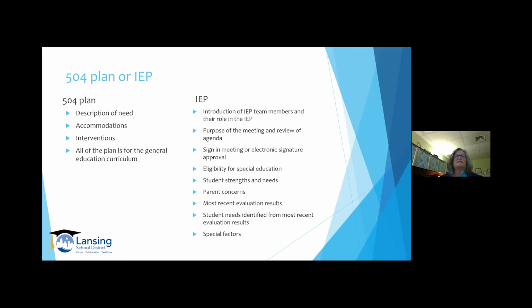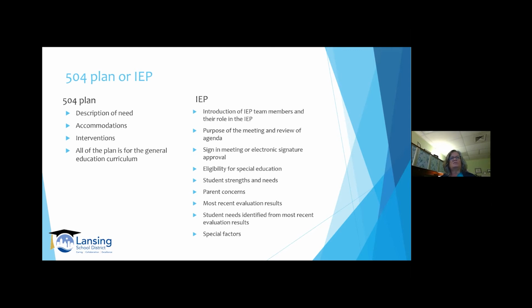Also, any interventions that might work for the student. Maybe it's a check-in, check-out. Maybe it's, you know, a specific type of academic intervention or behavioral interventions. Those are also acceptable types of interventions. And then all of this plan is for the general education curriculum. So it's solely in the general education curriculum. This does not cross over into the IEP arena.